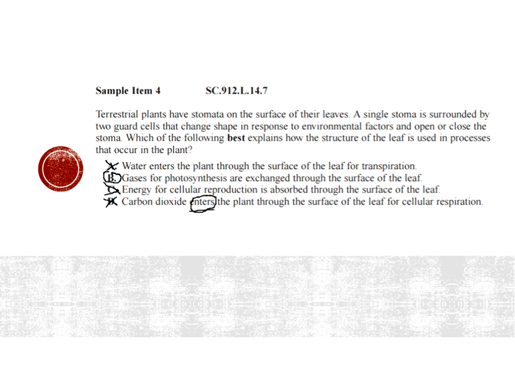And then D is not correct as well, because it says that carbon dioxide enters the plant through the surface of the leaf for cellular respiration. And again, even though carbon dioxide will enter the plant through the leaf for photosynthesis, it is not going to enter for cellular respiration. So cellular respiration is where we get the wrong answer here. Cellular respiration does not use carbon dioxide, it produces it. So if we're entering the plant, this would have had to say photosynthesis to be correct.